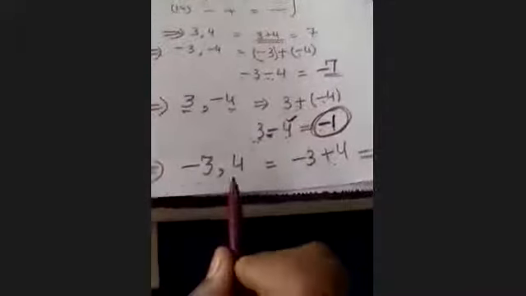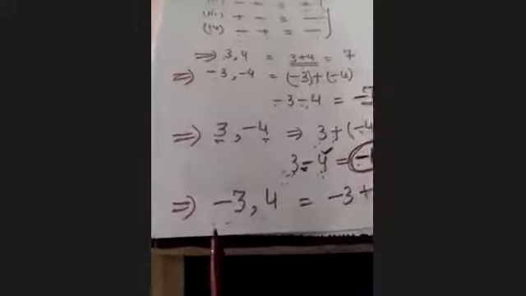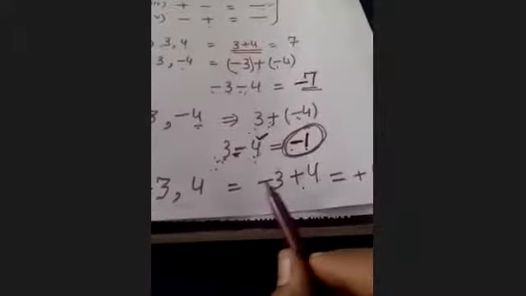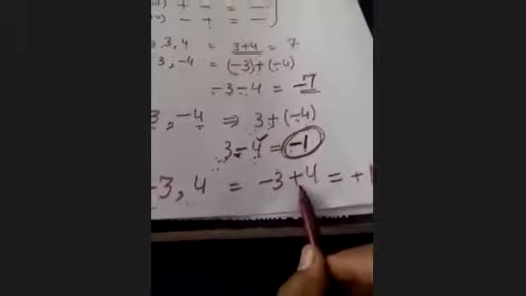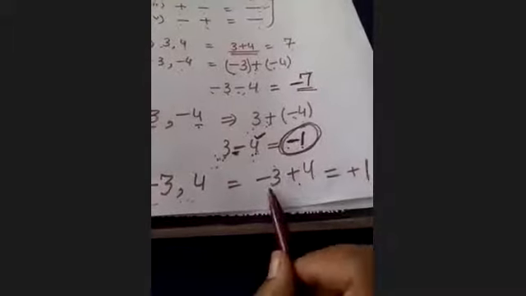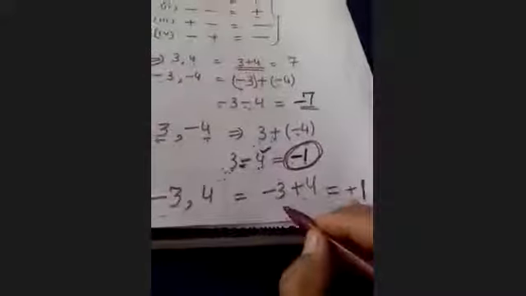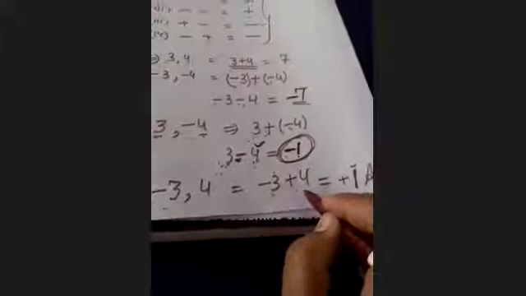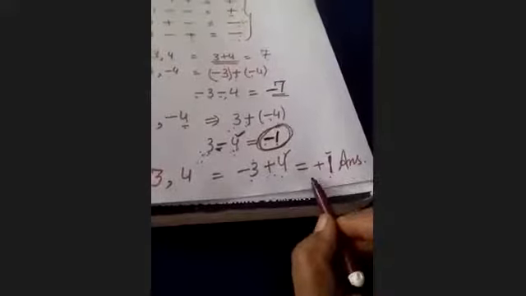Next is -3 and 4. Now, in this case, our first integer is negative and second is positive. -3 plus 4. Now, once again, minus plus minus. So, 4 minus 3 is 1. So, the result is 1. Now, observe, is it positive or negative? 3 and 4. 4 is greater and 4 has a positive sign. So, the result will be positive. So, the result is +1.